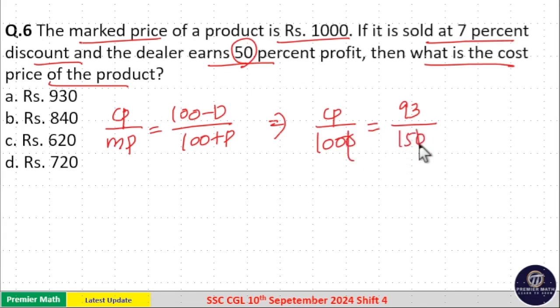Now 0 cancel, 15 goes 6 times in 90, remaining 3. So 15 goes 2 times in 30. 6.2 into 100 is equal to 620. So CP is equal to 620. Option C is your answer.